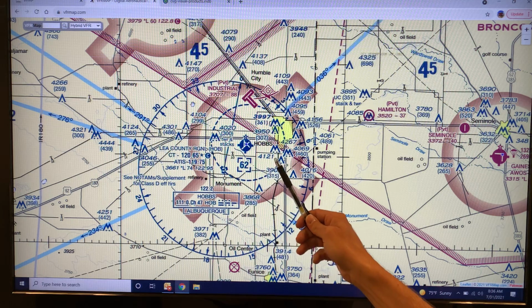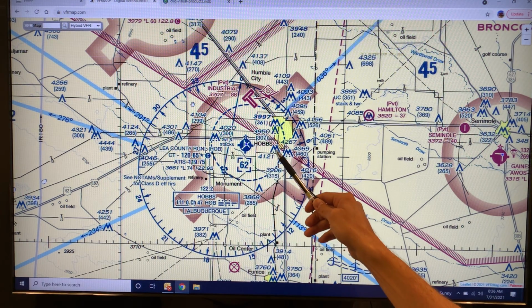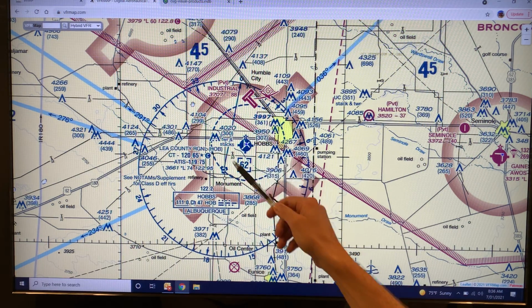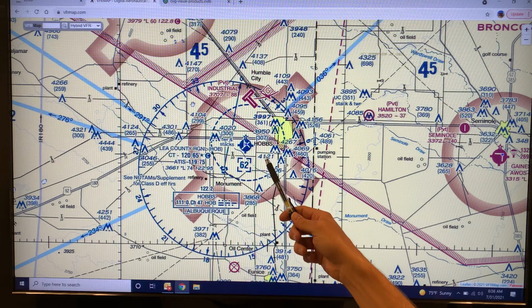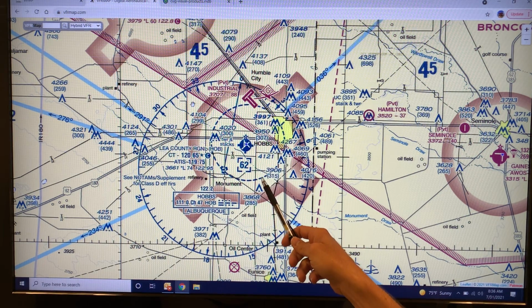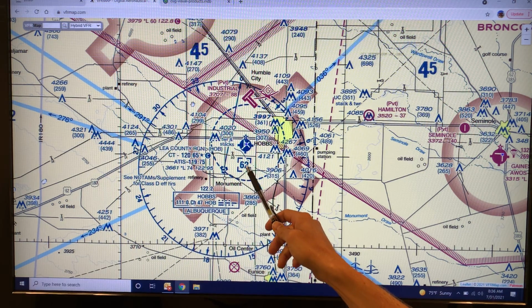So if you're flying at 7,000 feet, which is above 6,200 feet, you can fly right over the top of that airspace and never have to talk to Hobbs. You don't have to tell them you're there. They may or may not even know you're there. But as long as you're out of their airspace, you don't have to talk to them. So that's the cylinder. That's how it's defined.